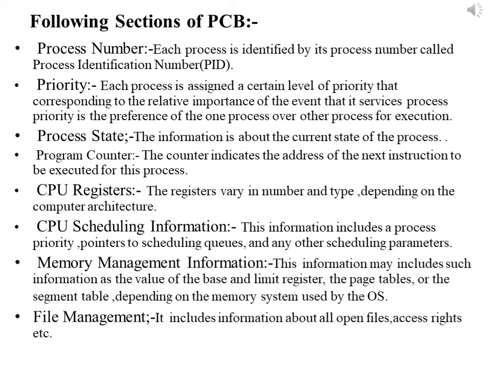Next is the accounting information. This information includes the amount of CPU and real time used, time limits, account numbers, job or process numbers, and so on. Next is the input-output status information. This information includes the list of input-output devices allocated to the process, a list of open files, and so on.